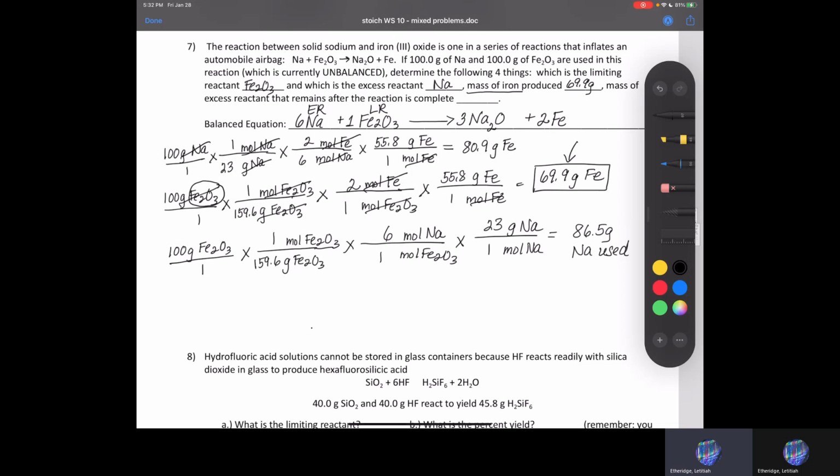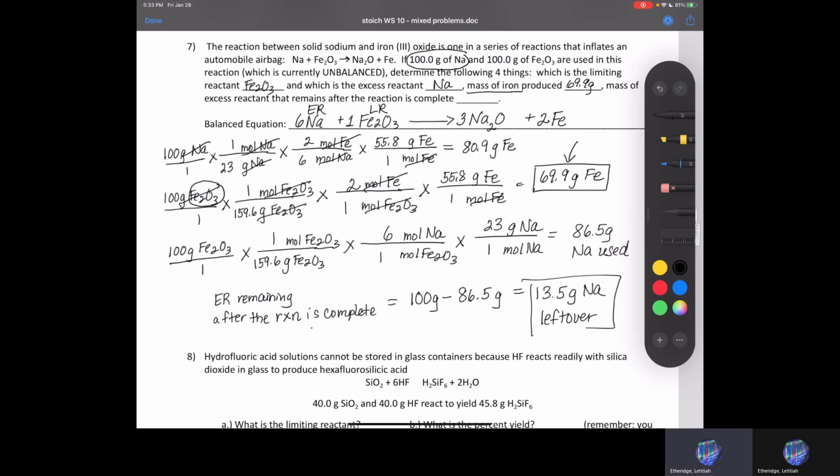In the problem, it says that you started with 100 grams of sodium. So to find my excess reactant remaining, and this is after the reaction is complete, that is going to equal the 100 grams that they tell you we started with in the problem, minus the 86.5 grams that we used, that we calculated. And we're going to end up with an answer of 13.5 grams of sodium left over.